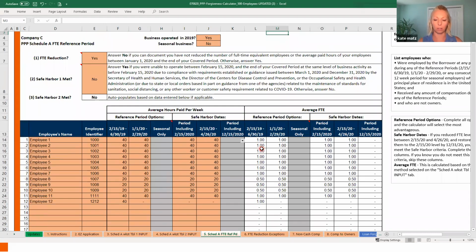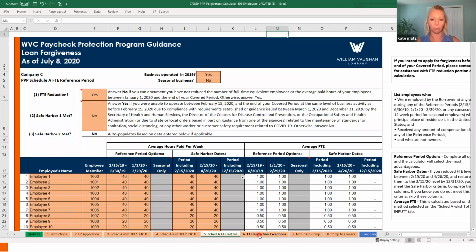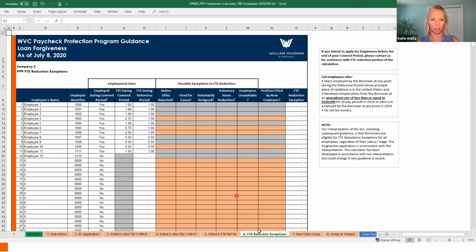All right, so that gets us through tab 5. Now let's look at tab 6. And this is what Mike was talking about before as far as these exceptions to those FTE reductions. And this is the tab that we get to kind of look employee by employee in their specific situation and see if they meet any of those exceptions.